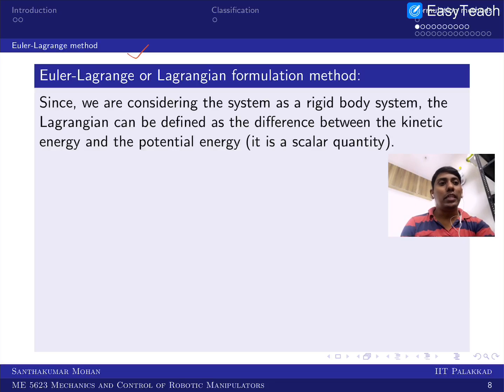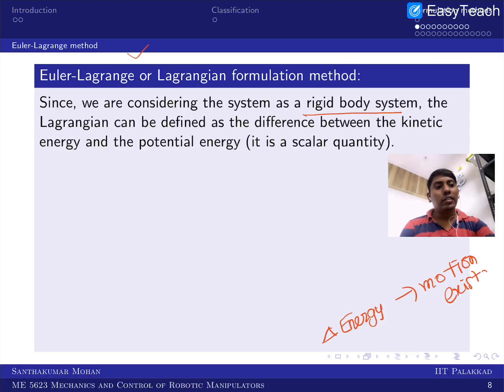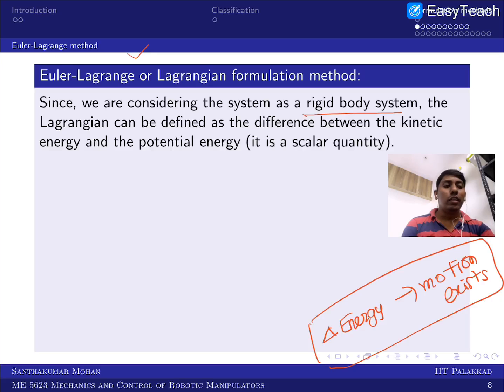Here the very basic assumption is that this is a rigid body system, and what Lagrange says is that if there is an energy difference, then motion exists. Motion exists only if there is an energy difference. That is what he tried to understand. It is very close to the energy method, the basic principle of conservation of energy, and the Euler equation was derived with respect to momentum using the same relation. He was saying that if there is an energy difference, then motion exists.